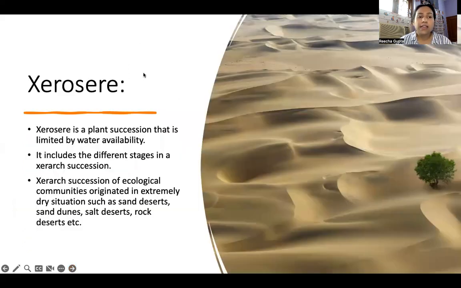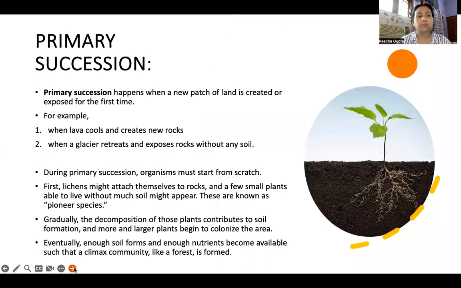So xerosere, as I told you, is a dry condition like desert, rock, sand dunes, in which the succession is going to take place. Xero means dry or desert condition. So desert is converting into a forest. This kind of succession is the xerosere succession. जहाँ पे desert एक forest में convert होता है, ऐसे succession को हम कहते हैं xerosere succession.